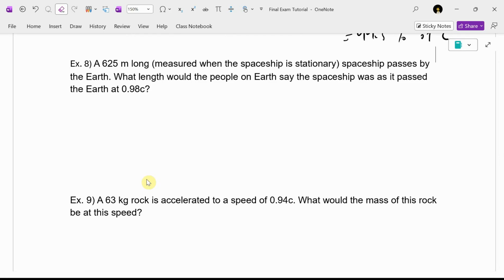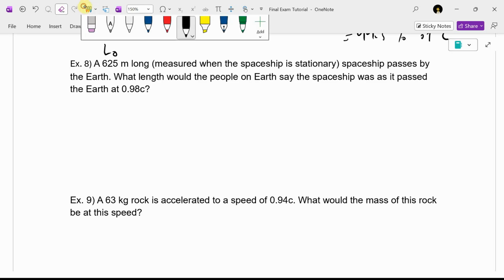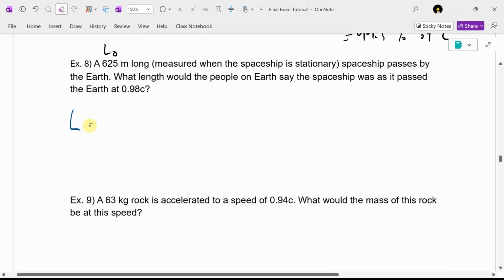What does example 8 want me to find? L or L0? Oh, this 625 was measured when the spaceship is stationary. If the spaceship is stationary, how fast was it traveling when we measured that length? 0. That's L. This has got to be L0. They're asking me to find L. And I think the equation you have has the L by itself already, does it not? It's going to be L equals L0, and I think it's times the square root, not divided by.